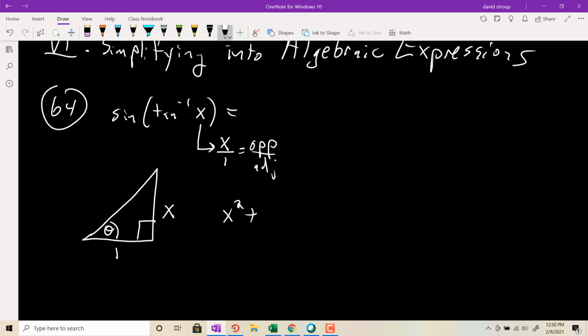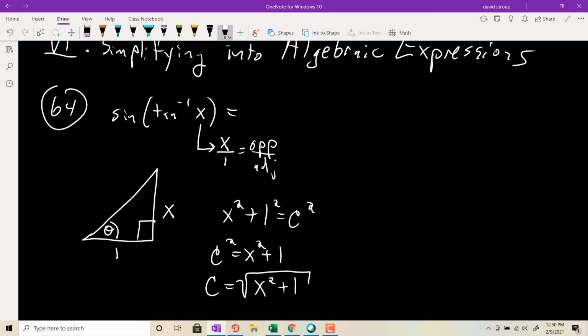So x squared plus 1 squared equals hypotenuse squared, which I call c. So c squared equals x squared plus 1, square root on both sides, and you get c. We just take the positive square root, square root of x squared plus 1. So the third side we can build as the square root of x squared plus 1. And then you just take the sine of this angle. So the sine, again, is opposite over hypotenuse.